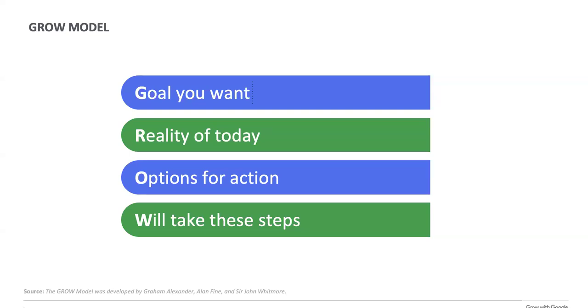Now, GROW is an acronym, and the G in GROW stands for goal you want. The R, reality of today. The O, options for action. And W, will take these steps. The GROW model can aid you in the natural evolution of a coaching conversation. And the key here is not to rush to the will or the action steps.